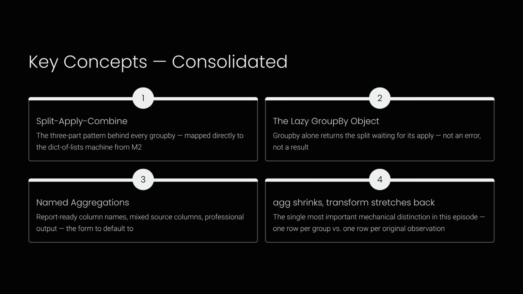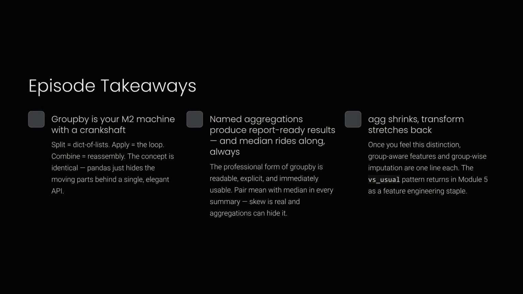To wrap up, remember these 4 pillars: the split-apply-combine pattern, the behavior of the lazy GroupBy object, the precision of named aggregations, and the critical distinction between shrinking and stretching data. Let's summarize our key takeaways. Remember, GroupBy is your machine's engine. The classic split-apply-combine logic remains, but pandas hides the moving parts. Always pair your mean with a median to stay grounded. And remember, aggregation shrinks your data, while transform stretches it back.